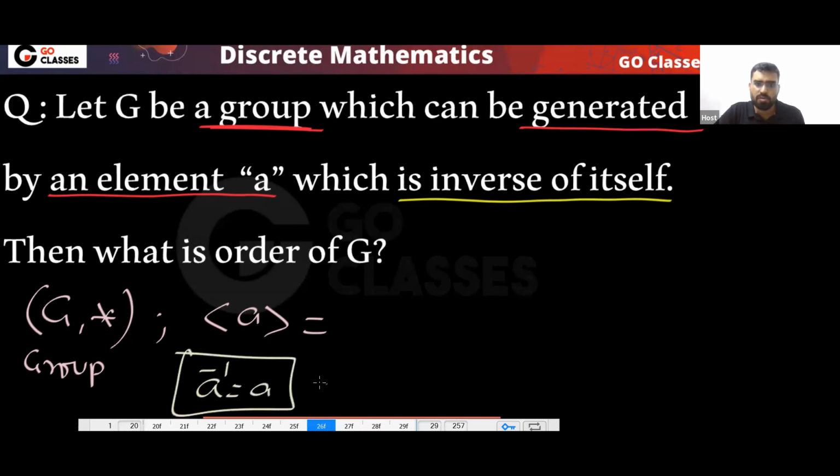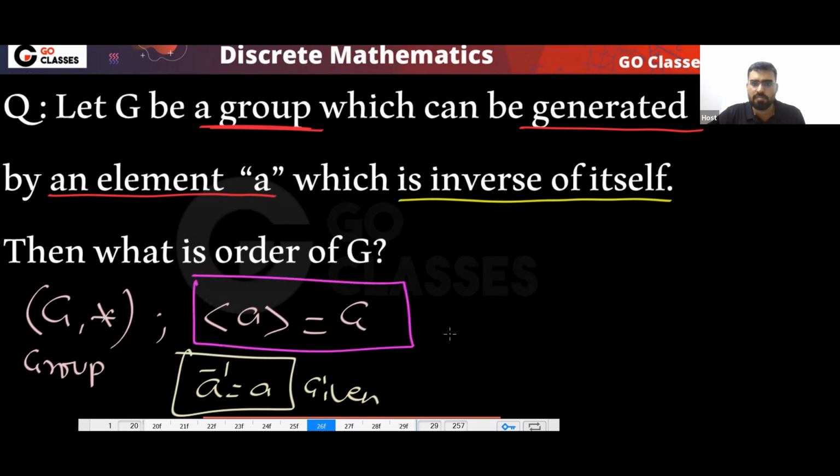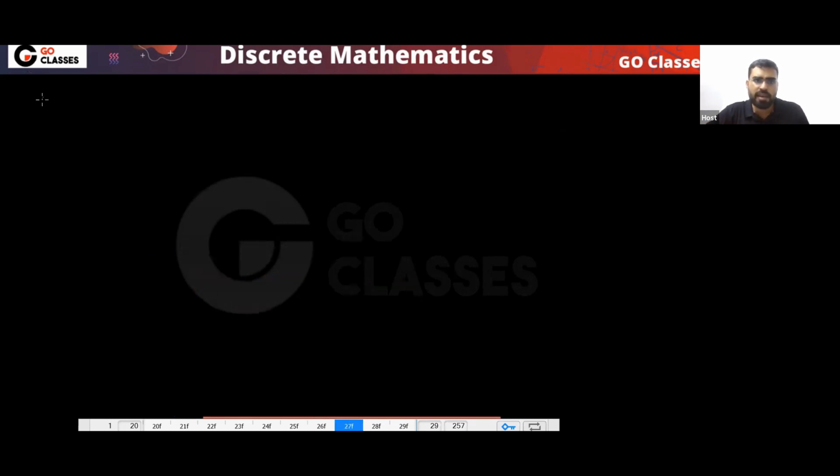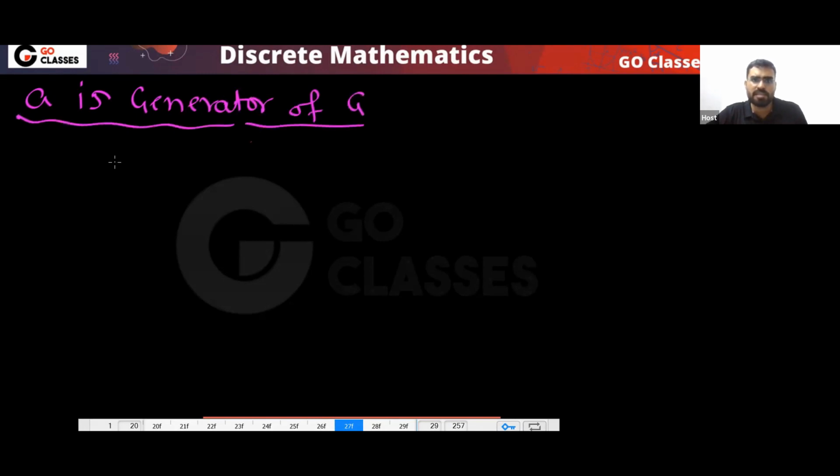It is given that a can generate G. What does it mean? It means the subgroup generated by a is equal to G, right? Because a can generate G, I can say this is equal to G. So this is very important. From these two things, you can notice that a is a generator of G. This statement means that the subgroup generated by a can generate the complete G.